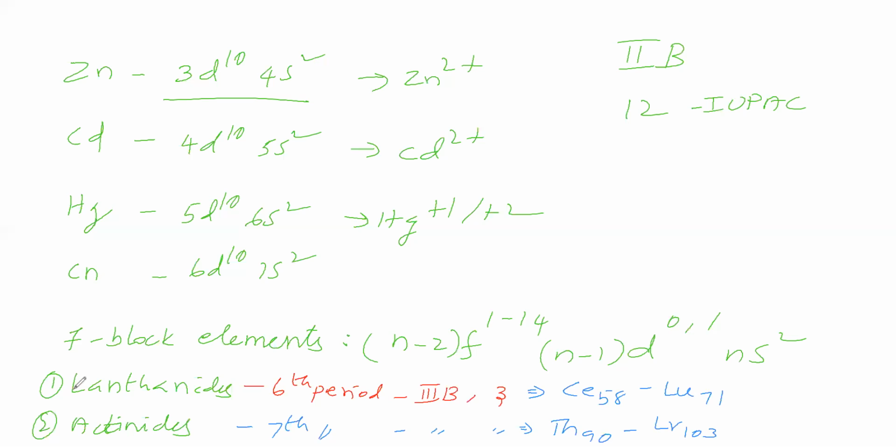For f-block elements there are only two series, lanthanides and actinides. Lanthanides are in the 6th period and actinides in the 7th period. The group number for both is 3B in European and 3 in IUPAC. There is no other change in that.